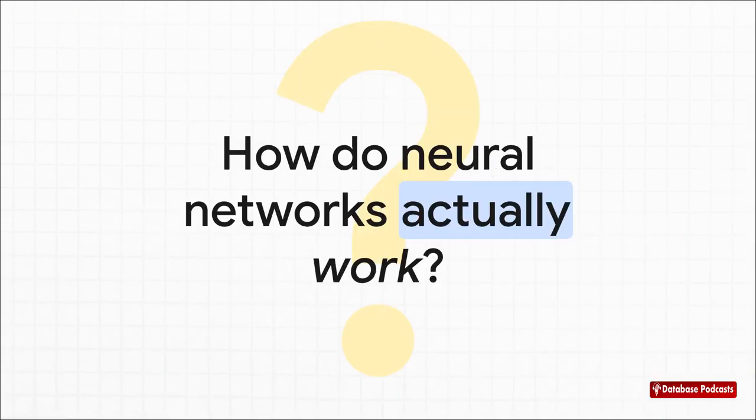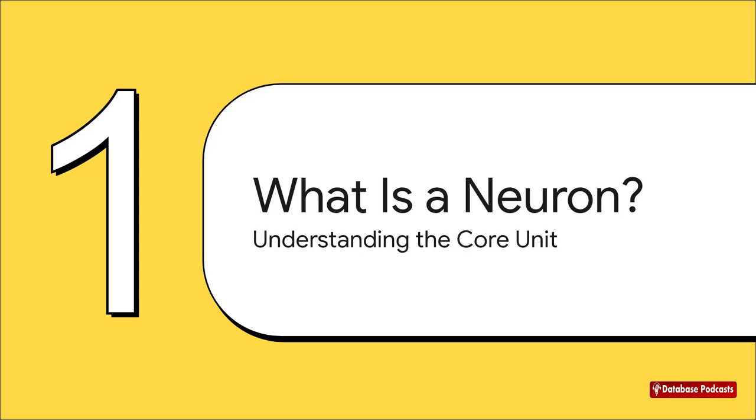Okay, so let's just dive in. We hear the term neural networks thrown around everywhere these days. But how do they actually work? Like, what is the most basic, fundamental building block of the whole thing? That is the perfect question, because it all comes down to the core unit, the neuron. We have to understand what that is first.